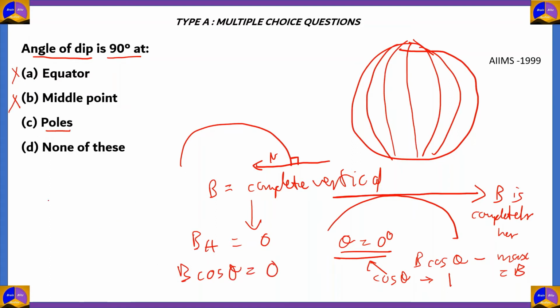So let's put B to the other side. So cos theta is equal to 0. And this happens when theta is equal to 90 degrees. So theta is 90 degrees when the measurement is taken at the poles. So option C is the right option. The angle of dip is 90 degrees when we're trying to measure it at the poles, north or south. Since we can get the angle of dip as 90 degrees at the poles, we can discard option D, which says none of these, so option D is incorrect.